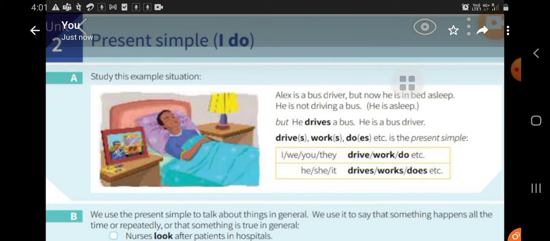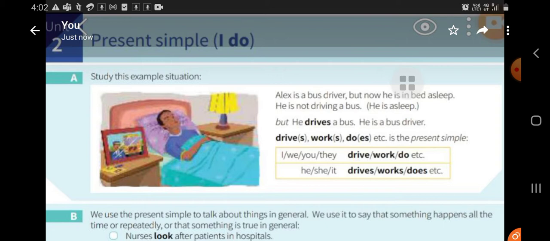He is a bus driver, because there are so many sentences using the word drive. You can say drive, driving, driven. These are all words used to denote the action drive. But when you start with he in present simple, you should end the verb with s, that is, he drives a bus. And the rule in the box you can see: drive, drives; work, works; do, does.